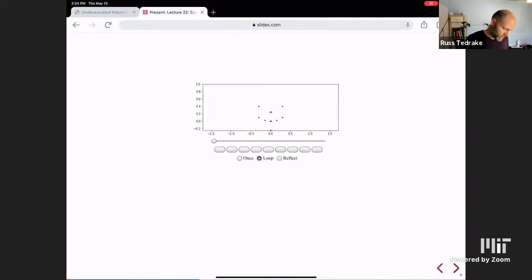So let's think about that. Here's my cart pole. I put a few key points on the cart. It's hard to see when it's static, but I'm going to play the little animation and you'll see it.